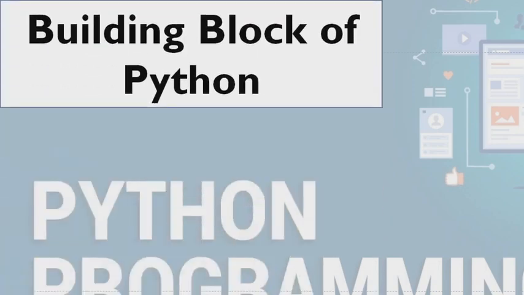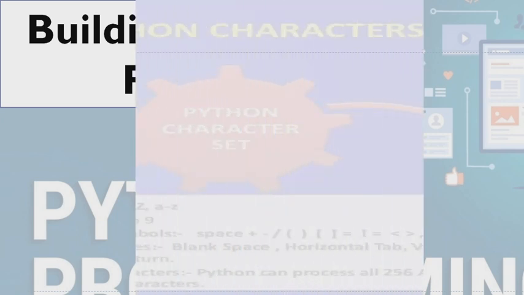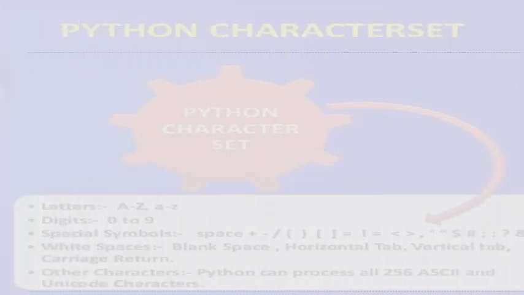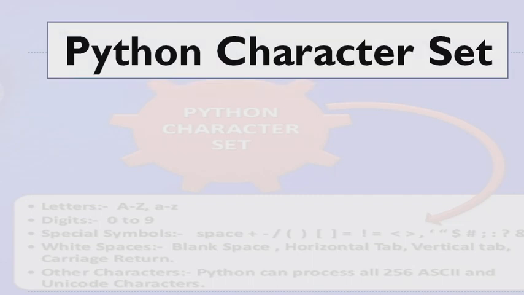So let's see what the different building blocks of Python are. That means, for learning Python, what are the basic things we should know. Some character sets are there: letters, digits, special symbols, white spaces, and it recognizes all the ASCII values and Unicode characters also. This is very good in the case of Python. Now let's see the different character sets of Python.